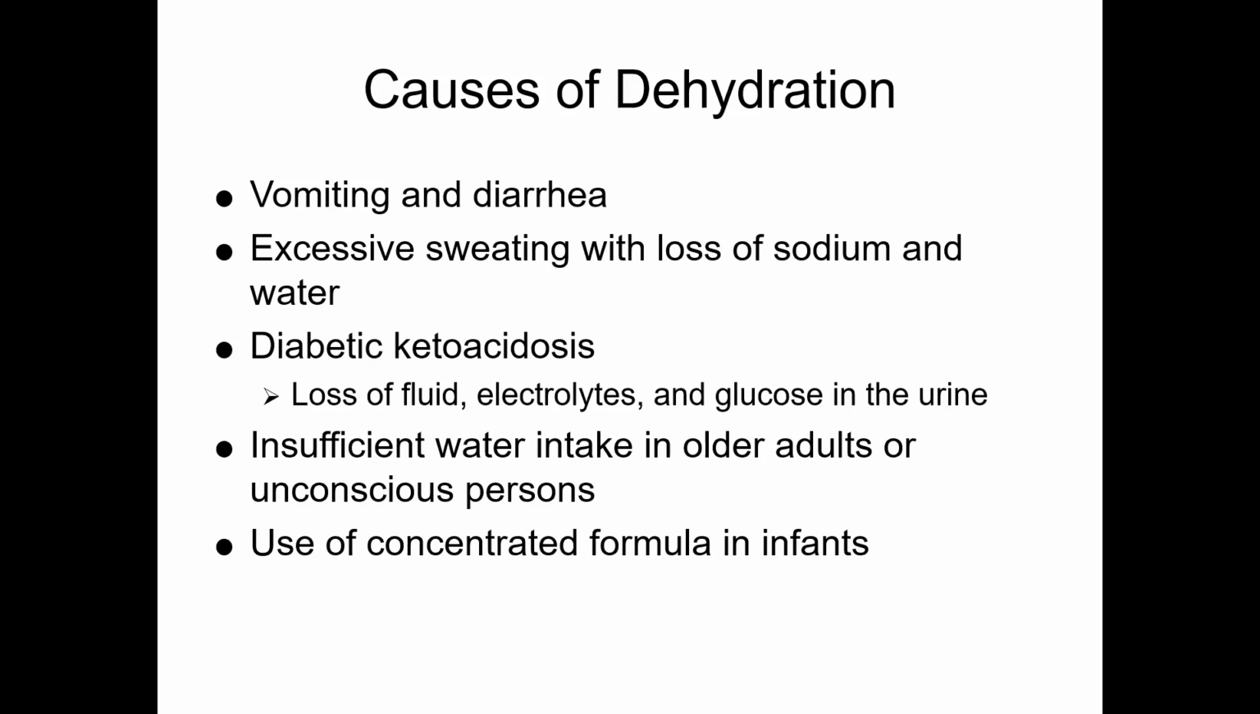So causes of dehydration include vomiting and diarrhea, both of which cause us to lose electrolytes and nutrients like glucose, as well as any sort of drainage or suction from the digestive system. Excessive sweating with the loss of sodium and water, diabetic ketoacidosis with loss of fluid, electrolytes, and glucose in the urine, insufficient water intake in an elderly or unconscious person, and use of concentrated formulas in an attempt to provide more nutrition to an infant. So these concentrated formulas will have less fluid in them, less water.